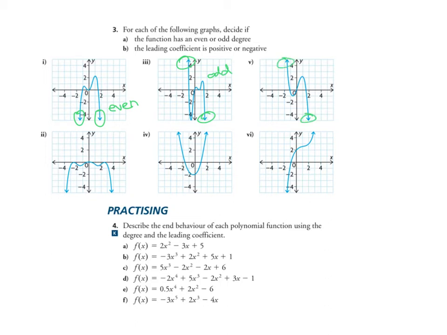Ends down but starts up, odd degree. They both are down, even degree. They both are up, even degree. And one's down, the other one's up, odd degree. When they're both the same, it must be an even degree. And when they're both opposite, it must be an odd degree.